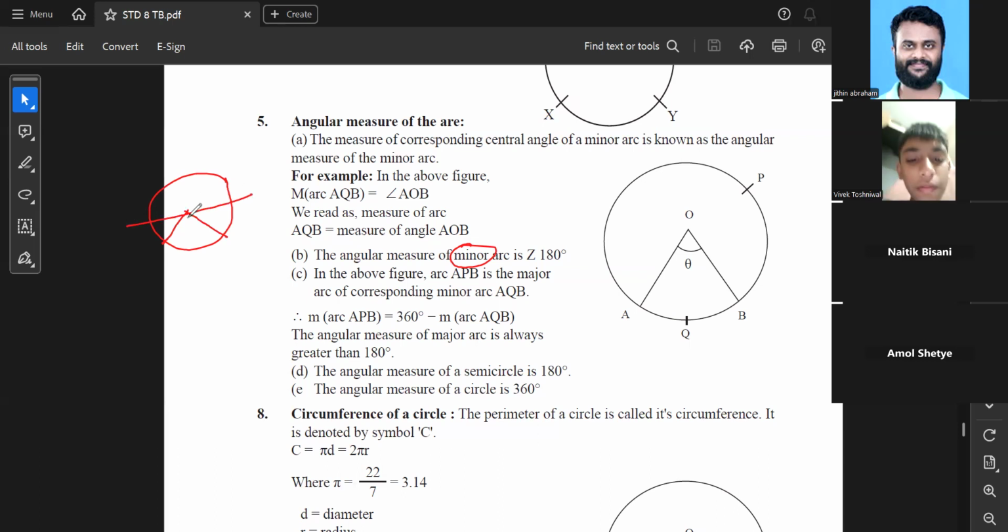Now I know that this much is 180. So this will be less than 180. Am I correct or not? Every time it will be less than 180. So whenever you listen to the word minor, you understand that minor means the smaller one, less than 50%, less than half. So half of 360 is 180. Less than half will be less than 180. Now the angular measure of a minor arc will always be less than 180. Okay.